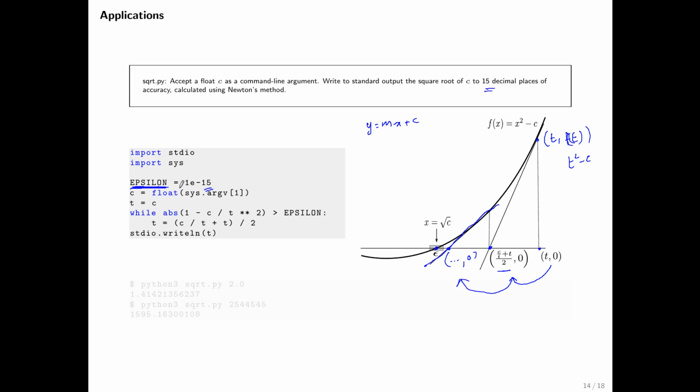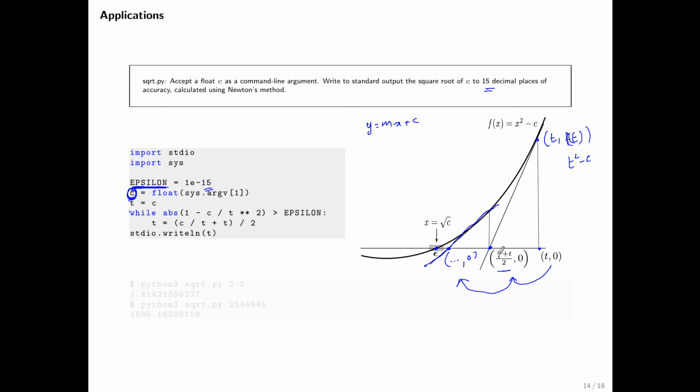Okay, all right, and then what we do is we get a command line argument as a floating point number, and we assign it to the variable c, and that's the number for which we want the square root calculated. Okay, and then what we do is we start with an initial guess.